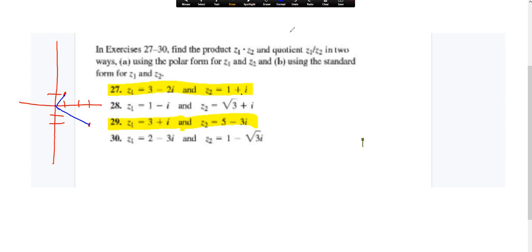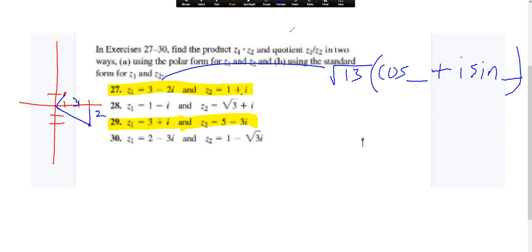We need the distance there and the distance there, right? So the first one, what do we got? The square root of what? 13, right? Because you got 3 squared plus 2 squared. We've talked about how you draw your right triangle and just realize you got a 3 and a 2 to find your hypotenuse, which is the radius. Okay, and then we need the angle measurement. Cosine something plus i sine something. So tangent inverse of what? 2 over 3, opposite over adjacent.